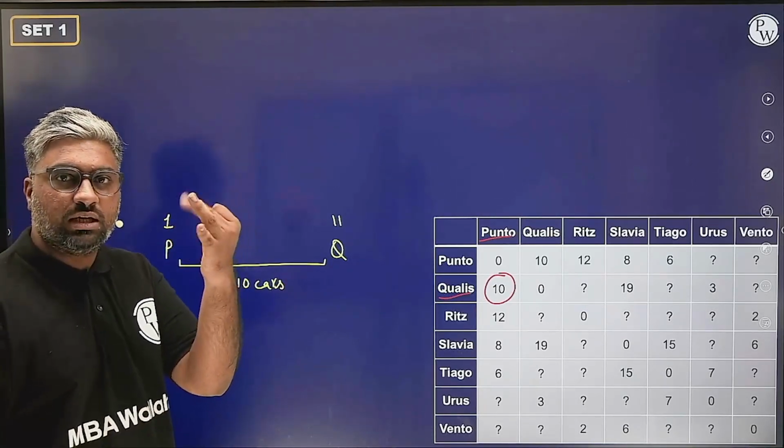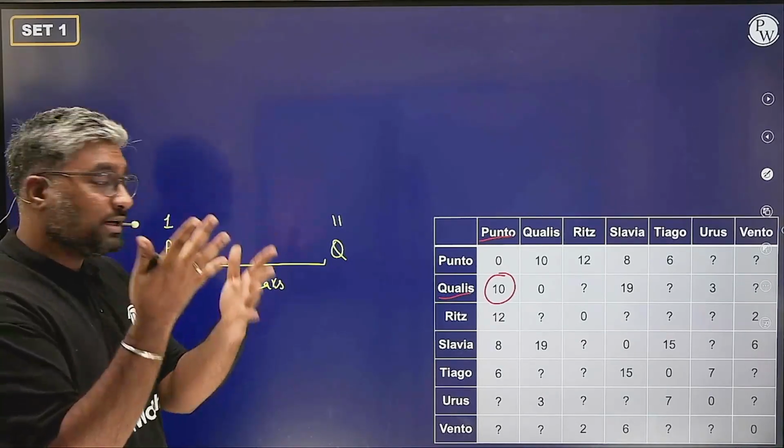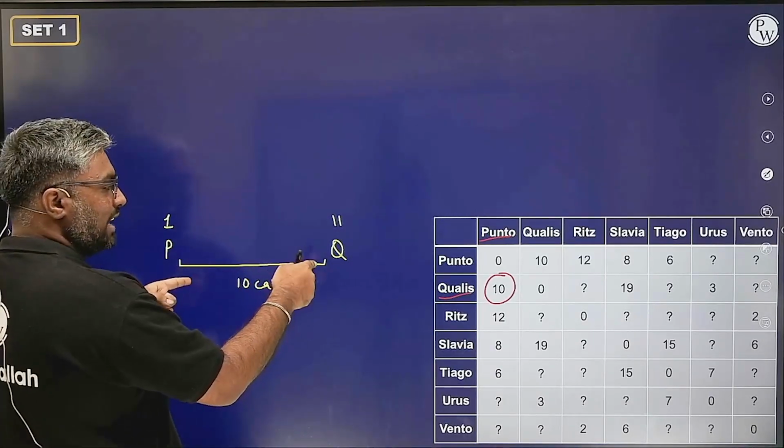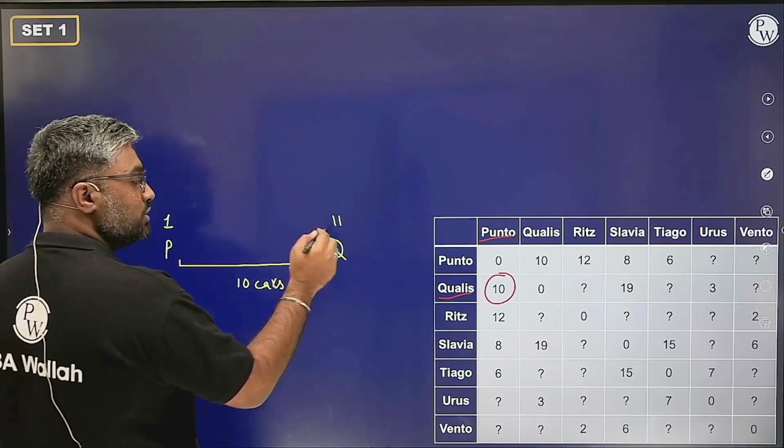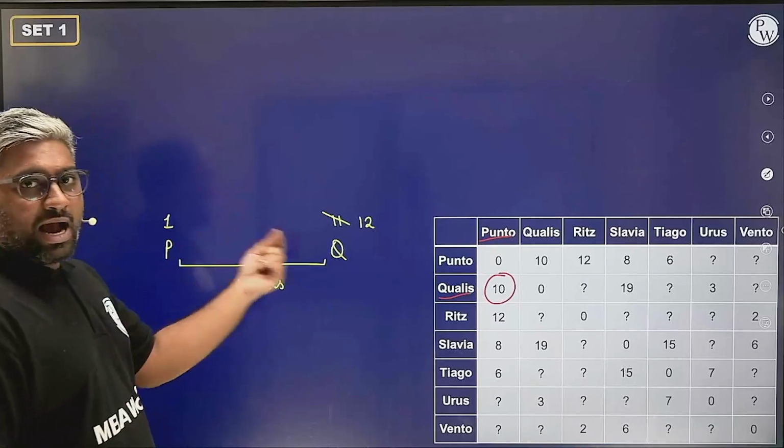So you have 2, 3, 4, 5, 6, 7, 8, 9, 10, 11, right? So till the 11th car we will have here in this gap. So Q will not be your 11th car, it will be your 12th car. I hope you're getting the idea behind this.